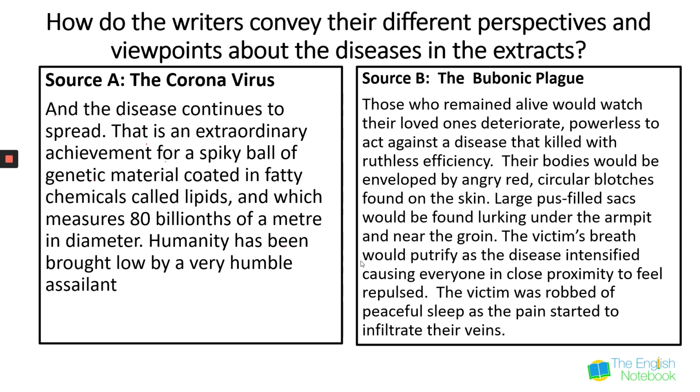And then on the other hand, we have source B about the bubonic plague. Here we can see it's more an extract that describes how the victims actually responded to the virus and the impact that it had on the victims. And again, here we can see that the writer is quite descriptive, using lots of visual sensory language to explain how the disease affected its victims.